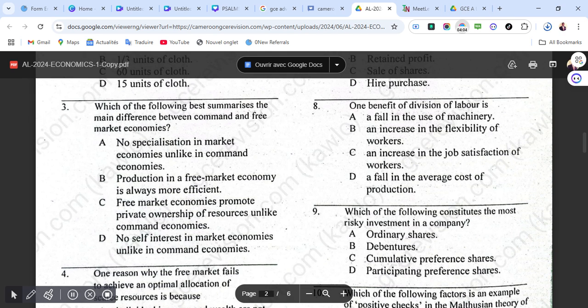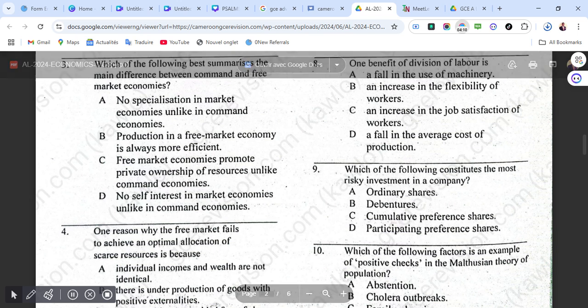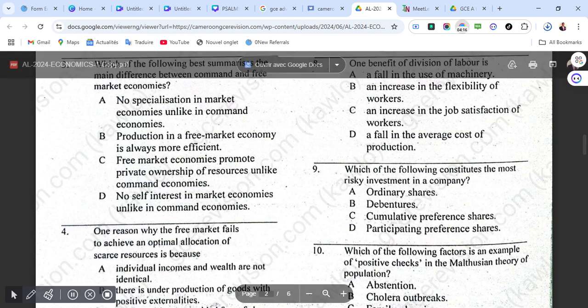Question number 9. Which of the following constitutes the most risky investment in a company? The correct answer is B, debentures. So debentures constitute the most risky investment in a company.